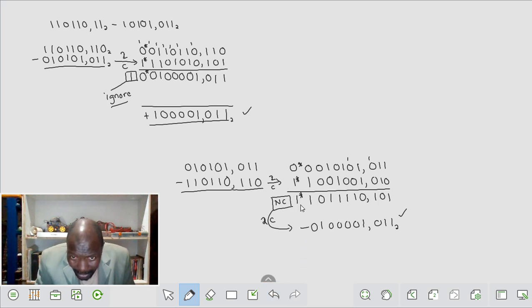If you remember, 1 means negative, so your answer is still negative. No complement, no carry there. It only comes when you're subtracting a bigger number from a smaller number, and your answer is going to be negative. So this is so straightforward. Once you understand how to do the complements, the only change here is adding sign bits.